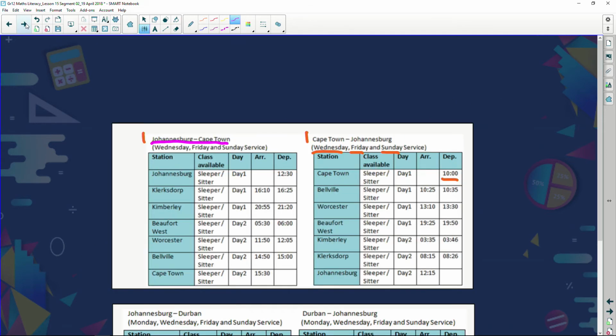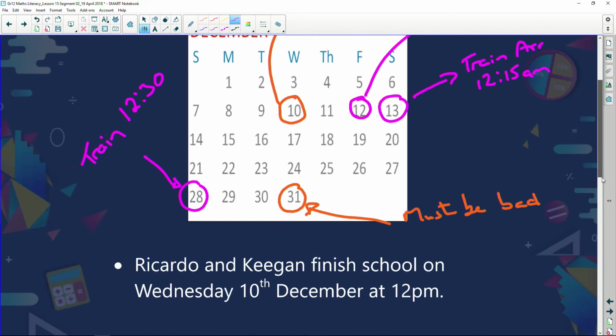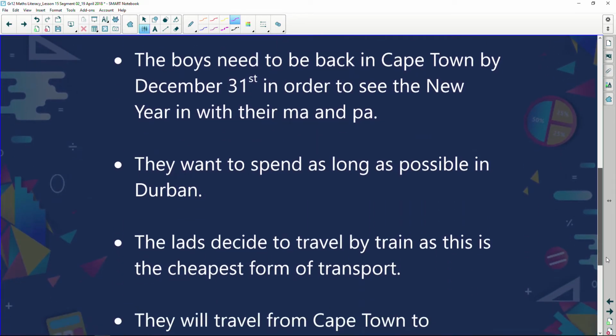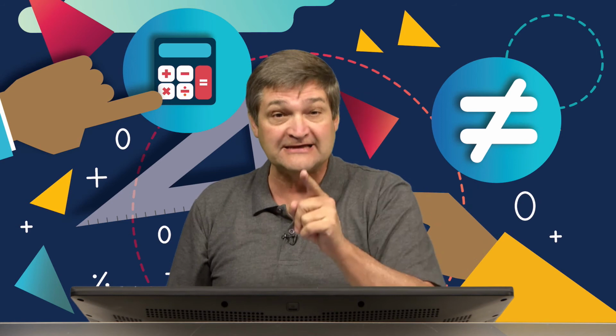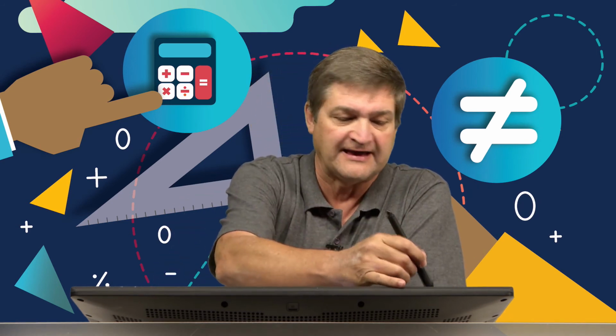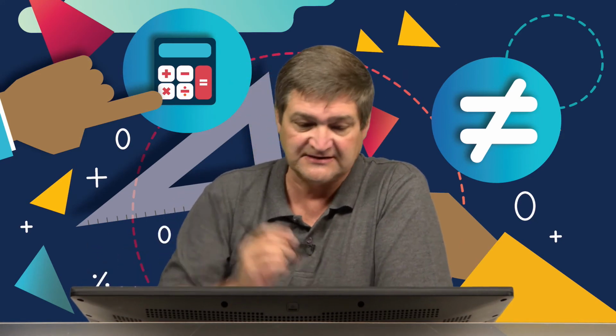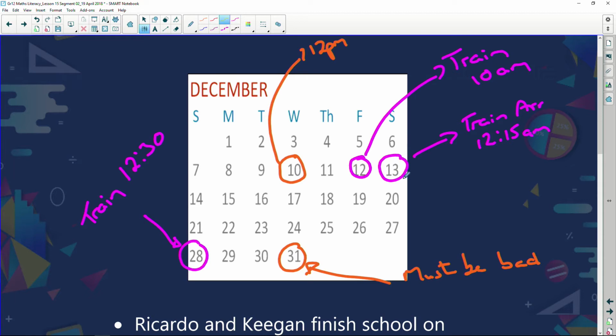Right, so we now look at the next bit of information, and it says this. The lads decide to travel by train, right? They will travel from Cape Town to Joburg, and when they're in Joburg, they've got to spend a minimum of 3 nights in Joburg. A minimum. In other words, they can spend more if they want, but no less than 3 nights. So let's go and find that out now. So no less than 3 nights. If they arrive on the 13th, now that is going to be the night of the 13th, the night of the 14th, and the night of the 15th.